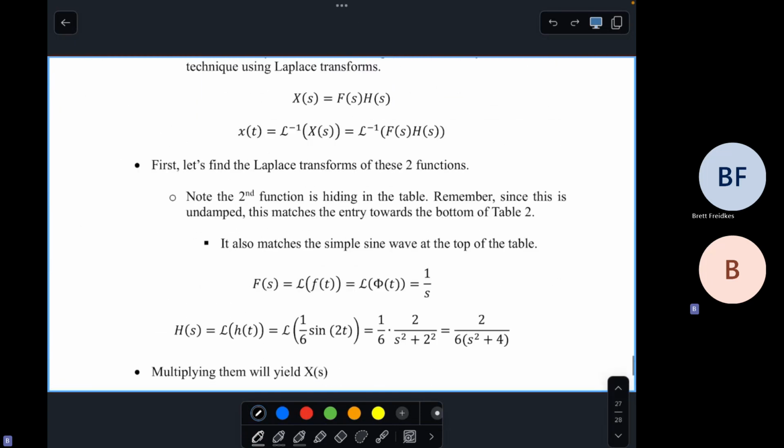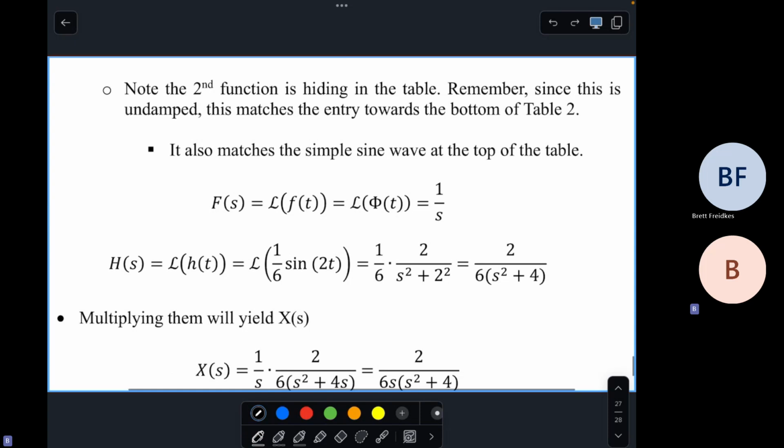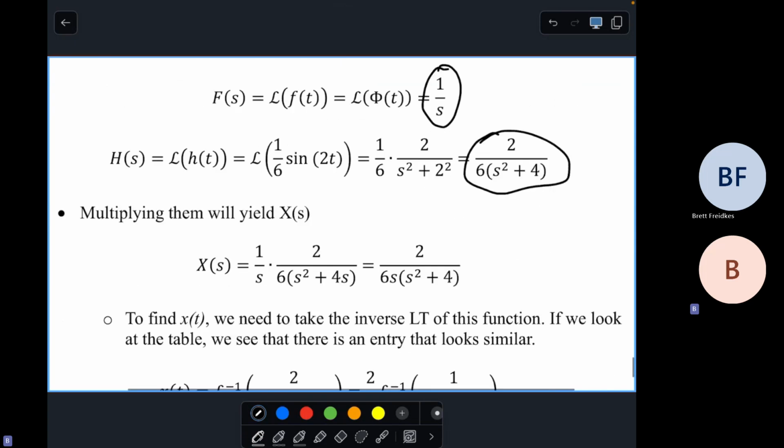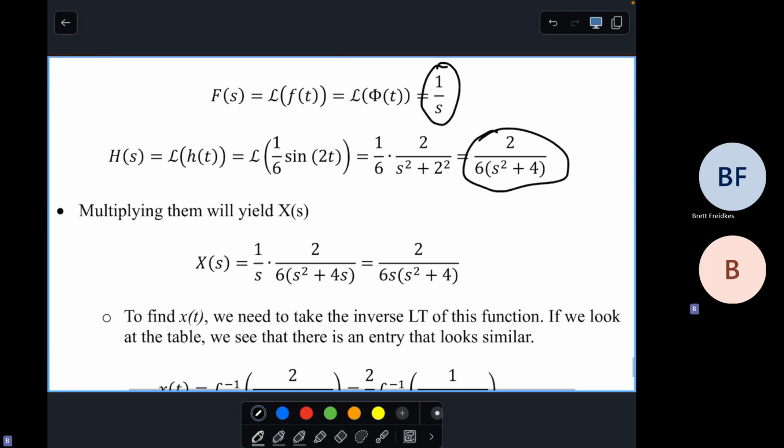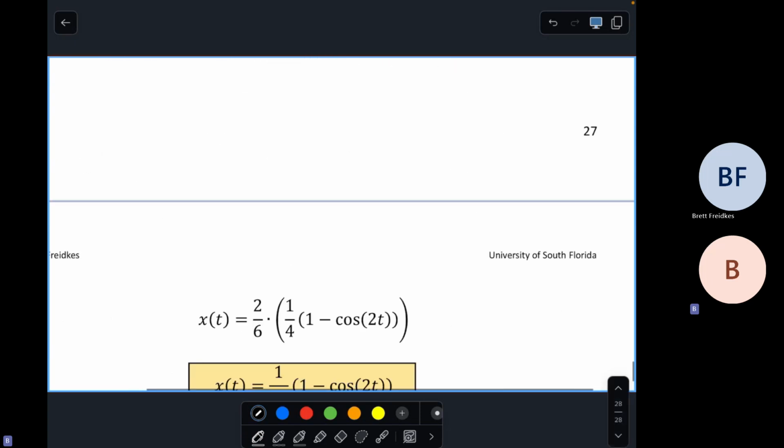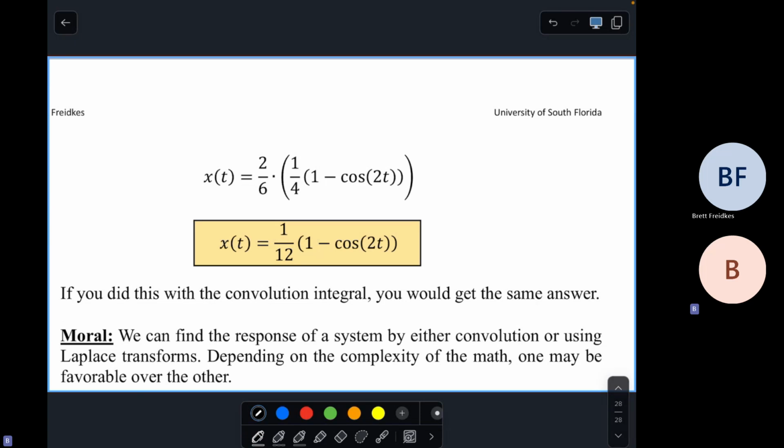I did it with convolution to show you, but if you were to look at the Laplace of this and the Laplace of this, the forcing function and the impulse response, you can multiply them together to give you what x of s is. Take the inverse Laplace of that, again using the tables, and you find out what x of t is. Done.